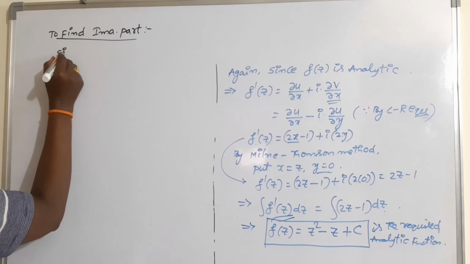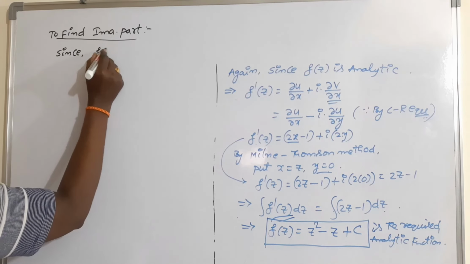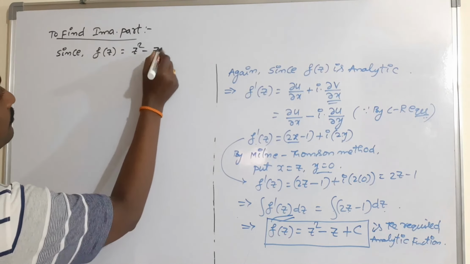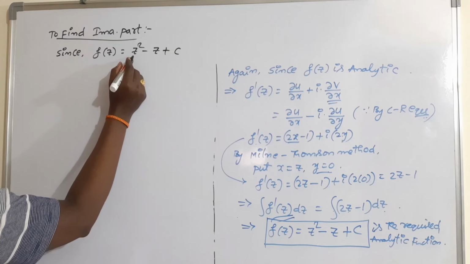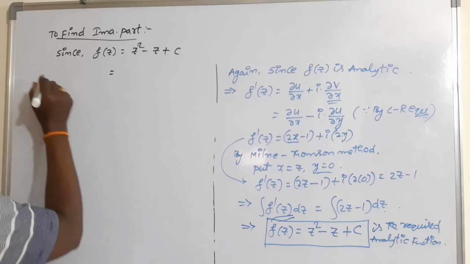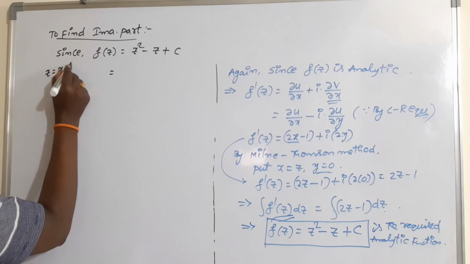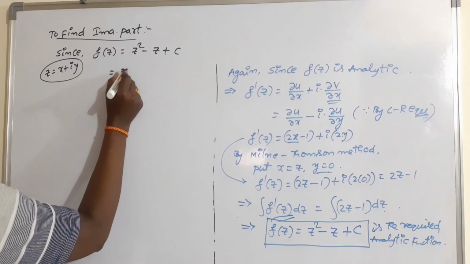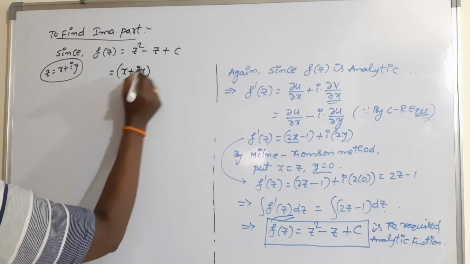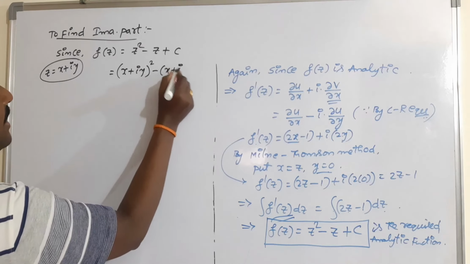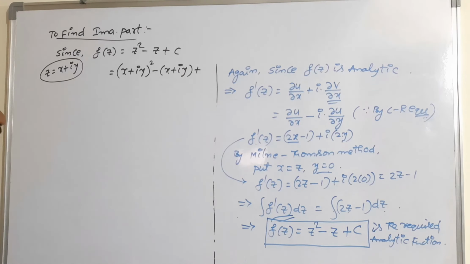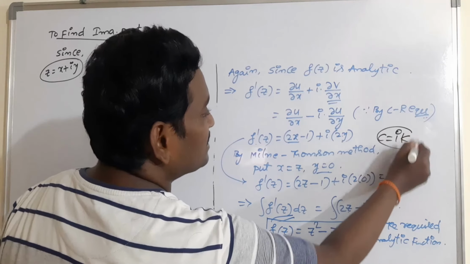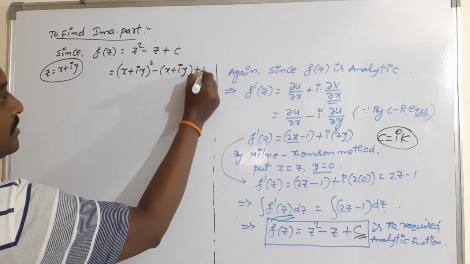Since by Milne-Thomson method we got f of z as z square minus z plus c. Here z is a complex variable. That's why replace z is equal to x plus iy. In this complex analysis we have the right to replace z is equal to x plus iy. So x plus iy whole square minus of x plus iy. Here we are going to find out the imaginary part. That's why I am replacing c is equal to ik. I is the imaginary number and k is any constant.